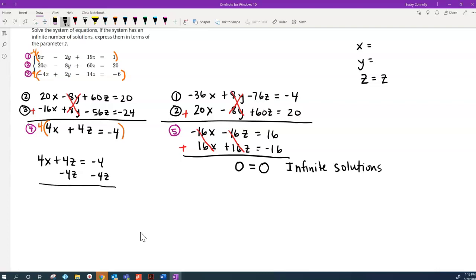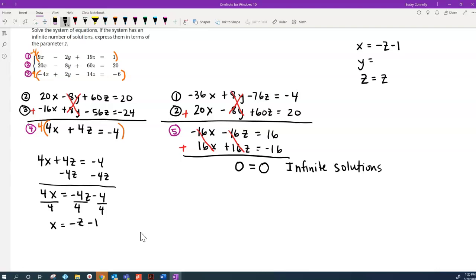And so that's going to give me 4x equals negative 4z minus 4. And then to get x by itself, I just need to divide everything by 4. So I get x equals negative z minus 1. So that's going to be my answer for x. So negative z minus 1. All right, so I just solved that equation 4 for x, and that's how I got that here.